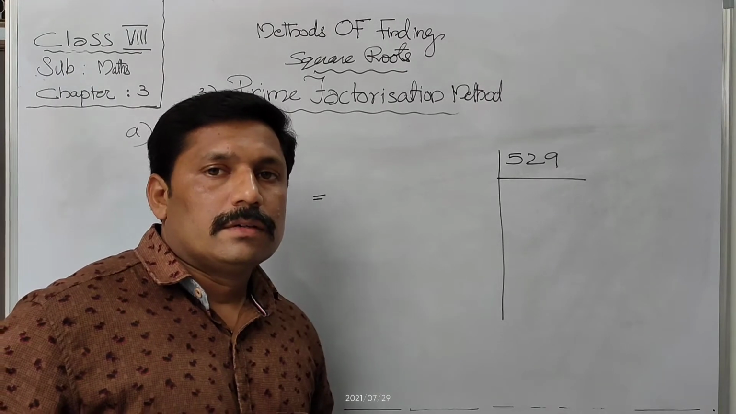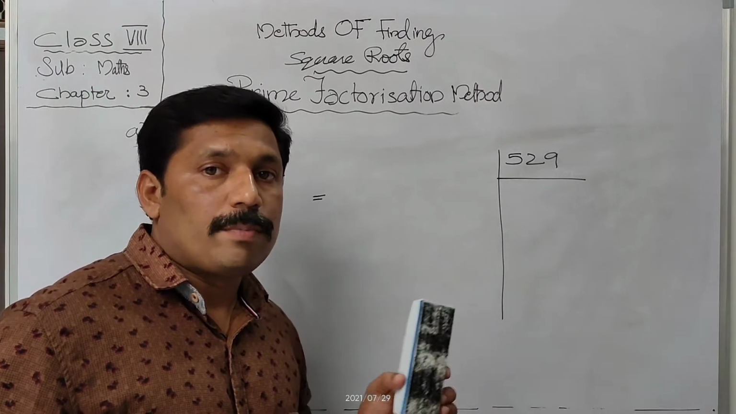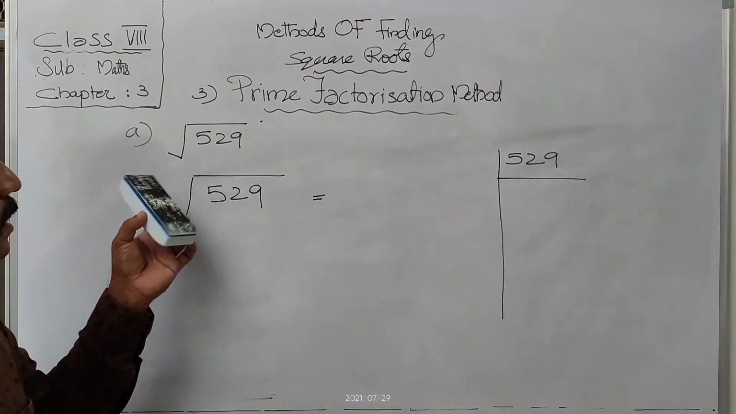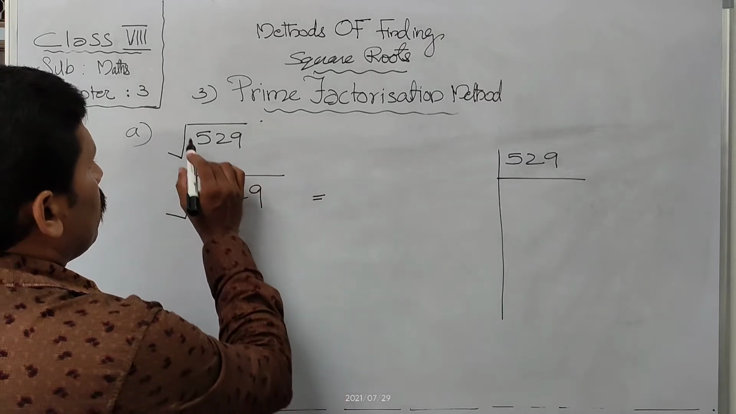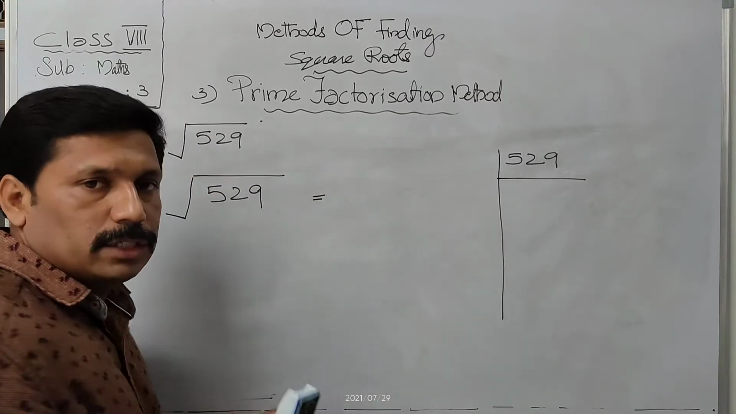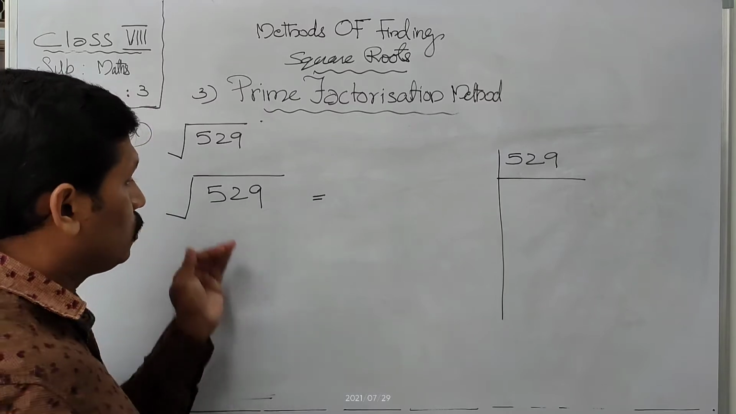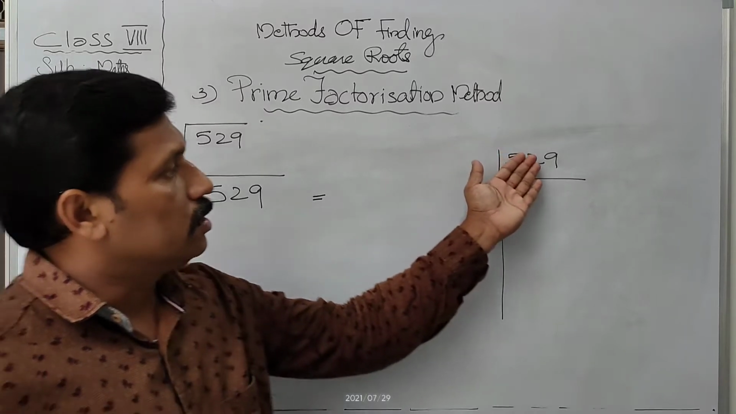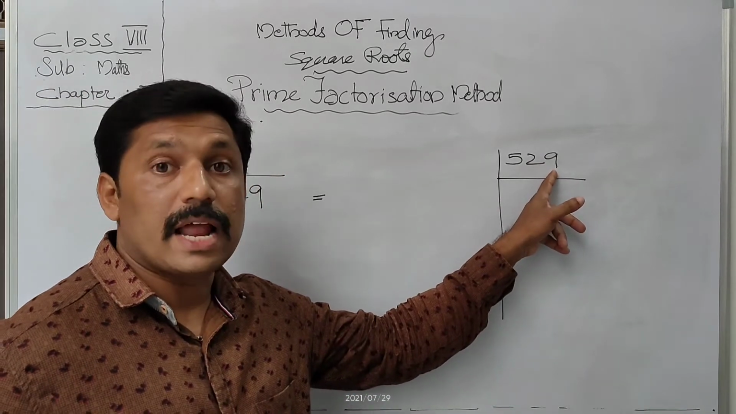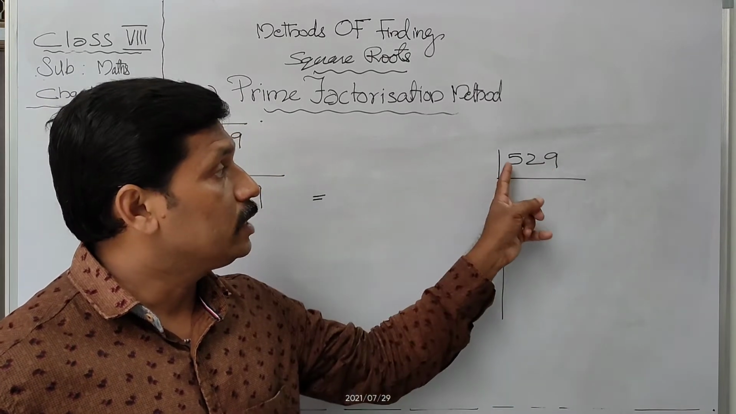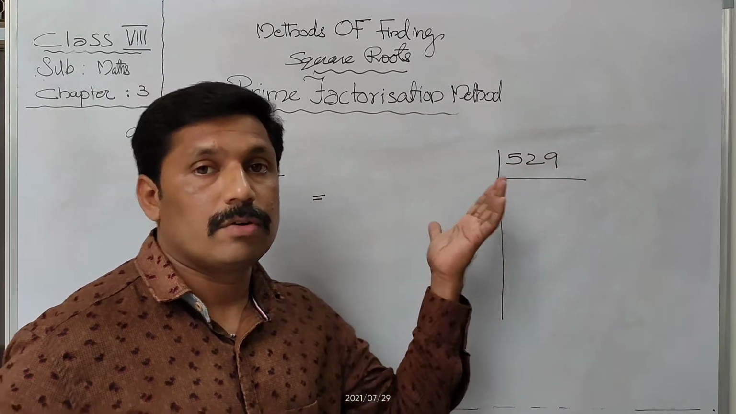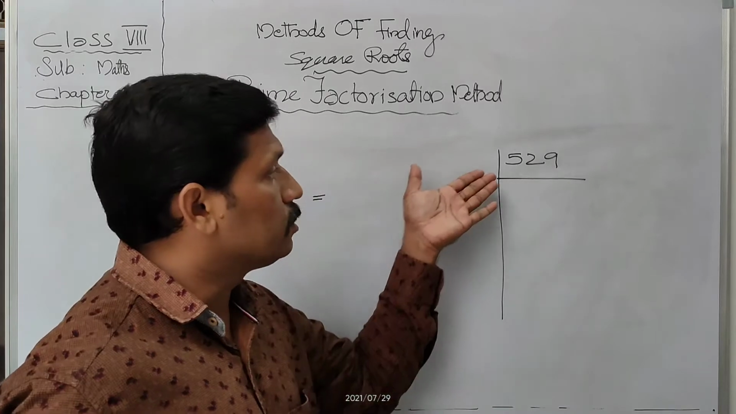Okay students, we will solve one more question in this method, that is question A in your textbook, root 529. By prime factorization, how to find out the prime factors of this number? We prime factorize this number. By 2 it is not possible because the last digit is not an even number. And by 3, 5 plus 2, 7, 7 plus 9, 16. 16 does not come in 3 table, therefore it is not divisible by 3.